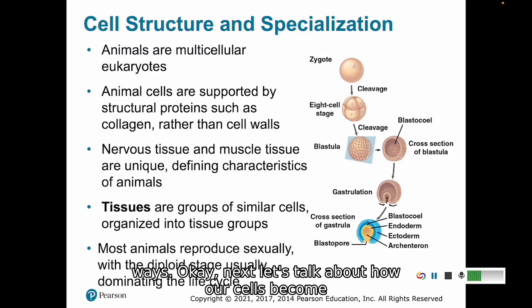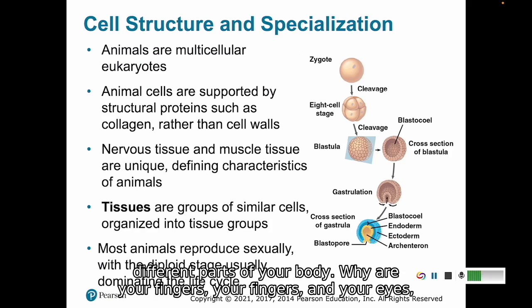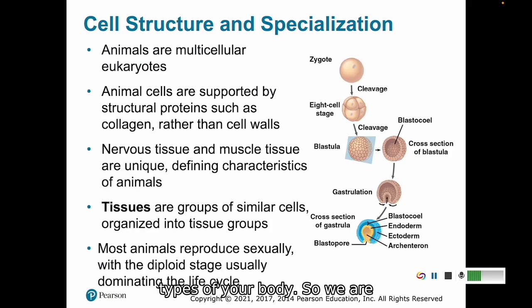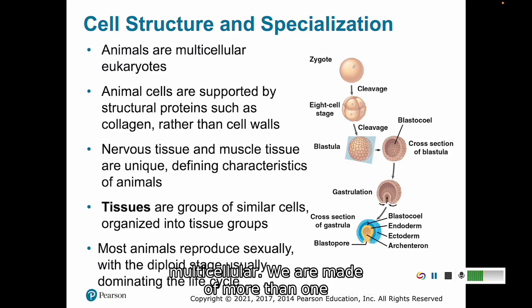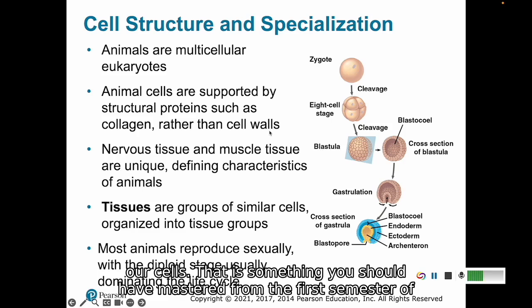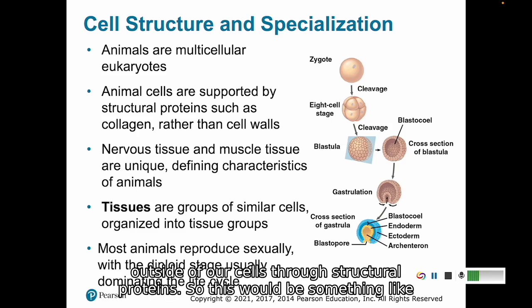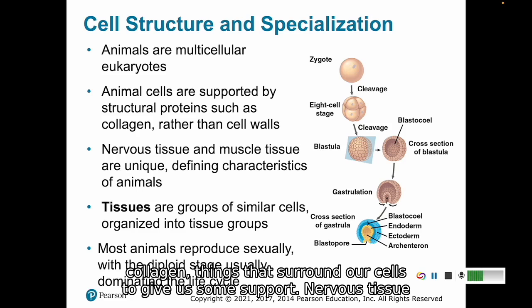Okay, next let's talk about how our cells become specialized, how they become different parts of your body. Why have your fingers and your eyes specialized into these different types? So we are multicellular. We are made of more than one cell. We do not have cell walls in our cells. That is something you should have mastered from the first semester of this class. We do not have cell walls, but we do have some structural support outside of our cells through structural proteins. So this would be something like collagen, things that surround our cells to give us some support.